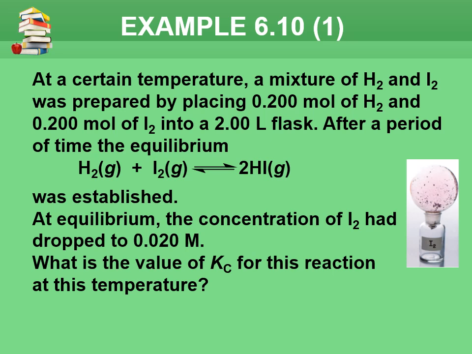Let's do example 6.10, question number 1. A mixture of hydrogen gas and iodine was prepared by placing 0.2 mole of H2 and 0.2 mole of I2 into a 2-liter flask. After a period of time, the equilibrium was established, and at equilibrium, the concentration of I2 had dropped to 0.02 molar. What is the value of Kc for this reaction at this temperature?